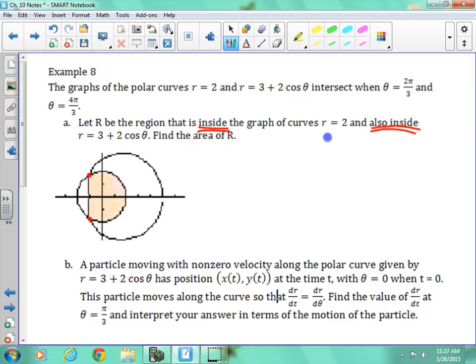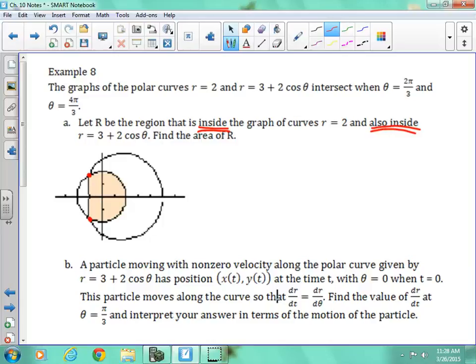Bounds for the area. If I go from 2 pi over 3 to 4 pi over 3, first of all, I have to think about my motion. My motion, guys, these are both positive, which means at 0, 2, at pi over 4, 2, at pi over 2, 2. Do you see the motion? So if I was to go from 2 pi over 3 to 4 pi over 3, what am I finding? Out here, and I don't want to find out here. What do I want to find? In there.